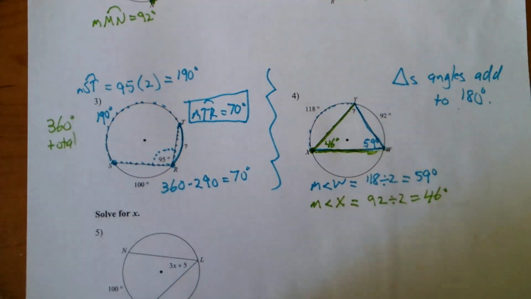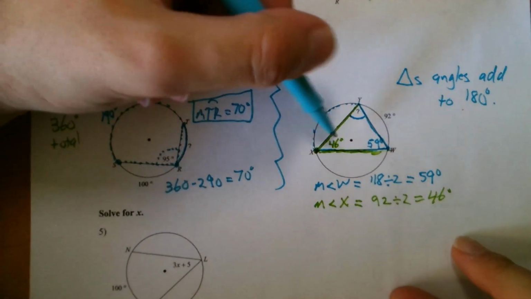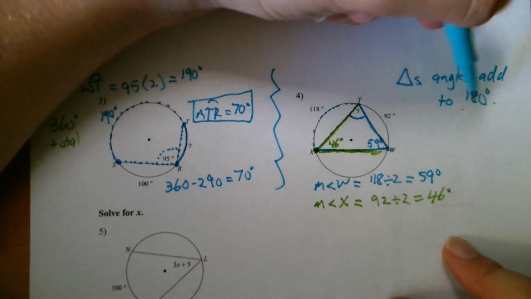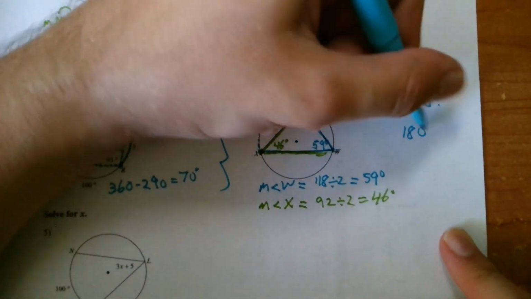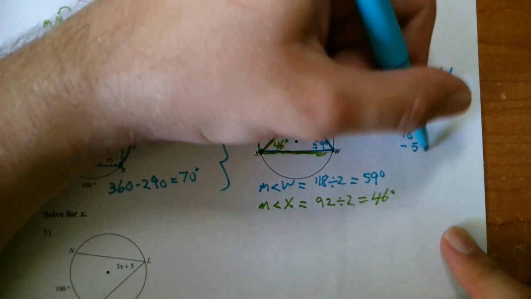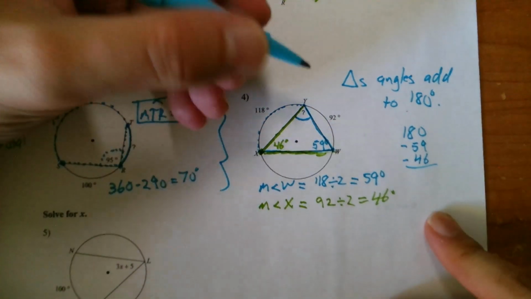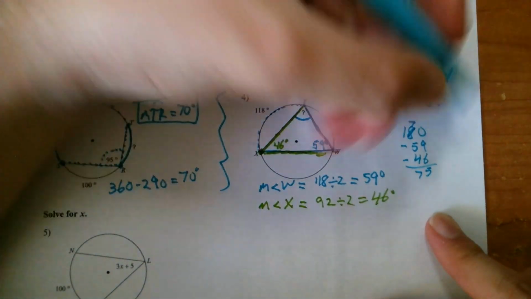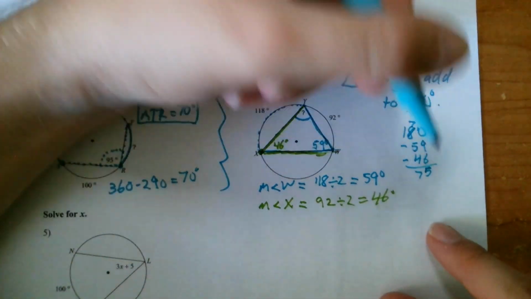All right. Last but not least, to find angle Y, which is here, now that we have the other two angles in the triangle, I know that the third one needs to make those two add up to 180. So I'm going to do this. 180, take away 59, take away 46. And when I finish doing all of that subtraction, what I should be left over with is 75. This becomes a 7, 10 minus 9 is 1. In any case, that gives you 75.